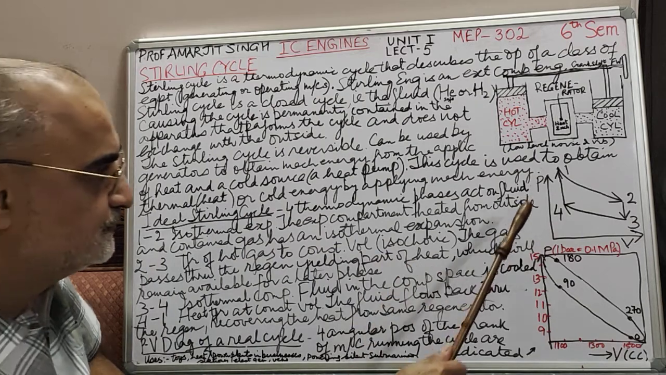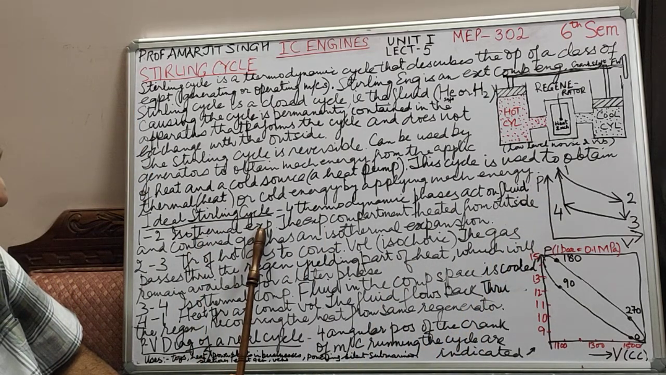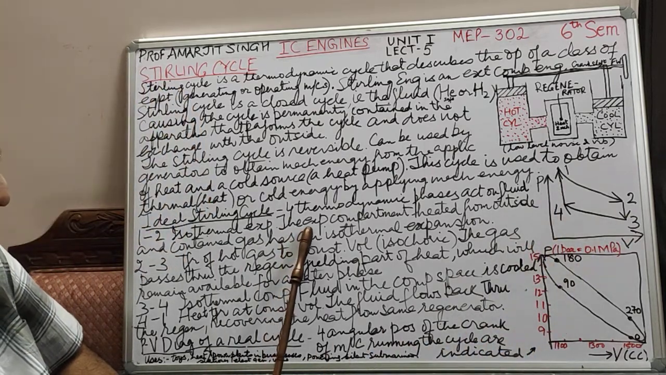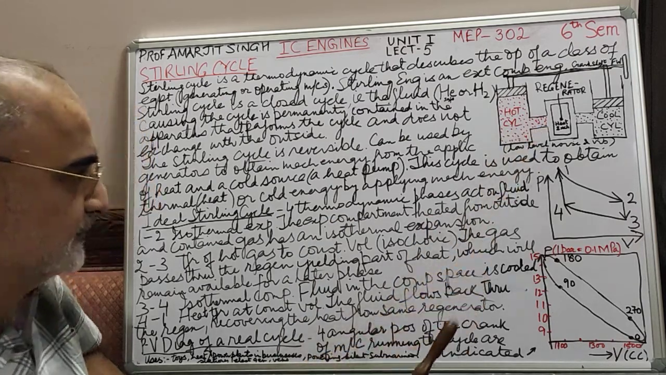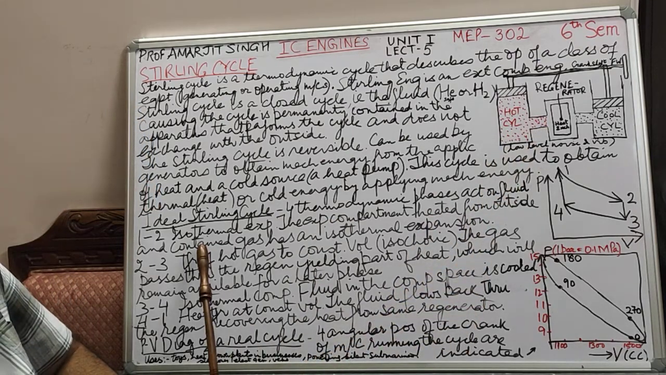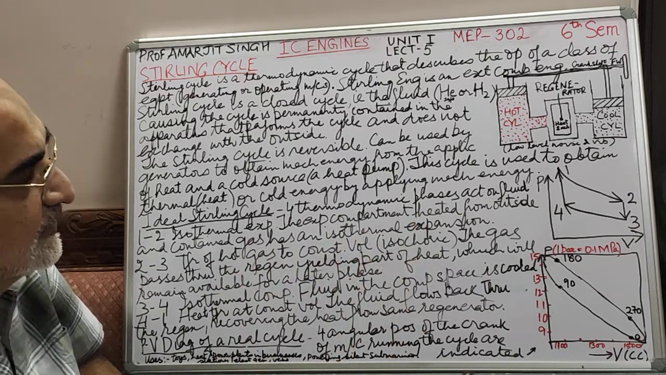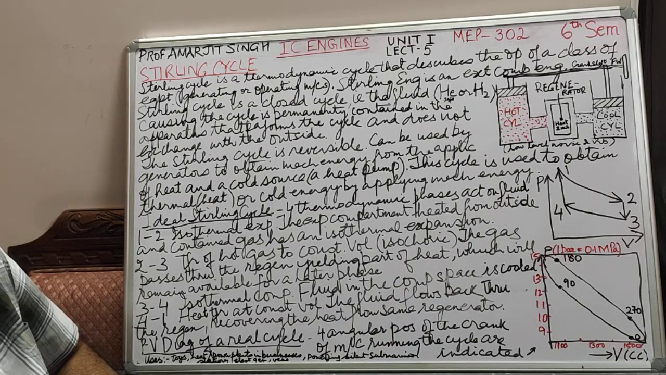1 to 2, isothermal expansion. The expansion compartment is heated from the outside, and the contained gas has an isothermal expansion.